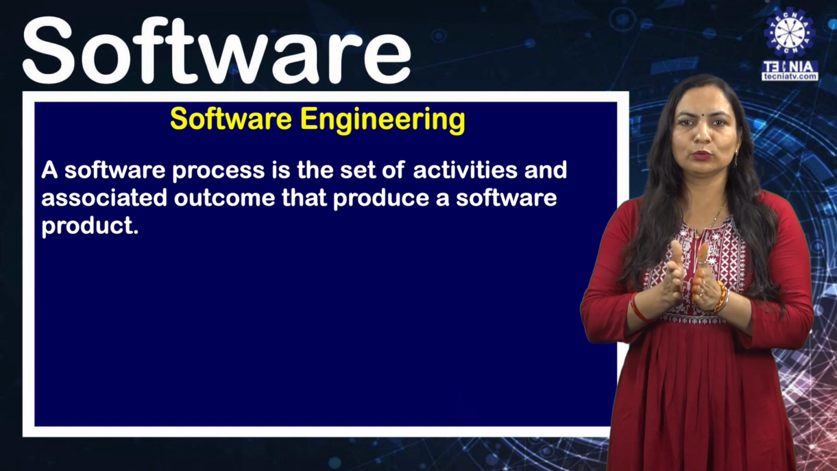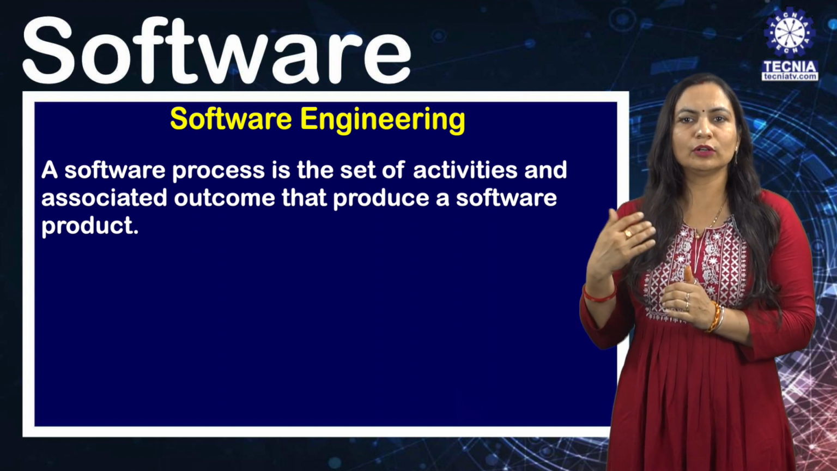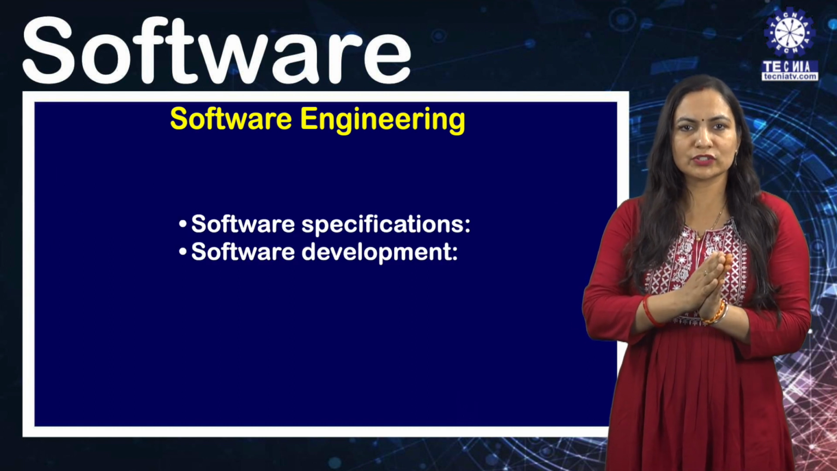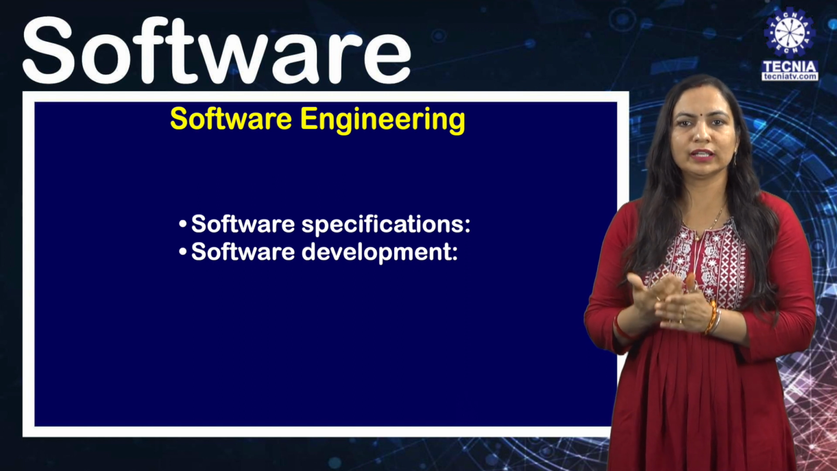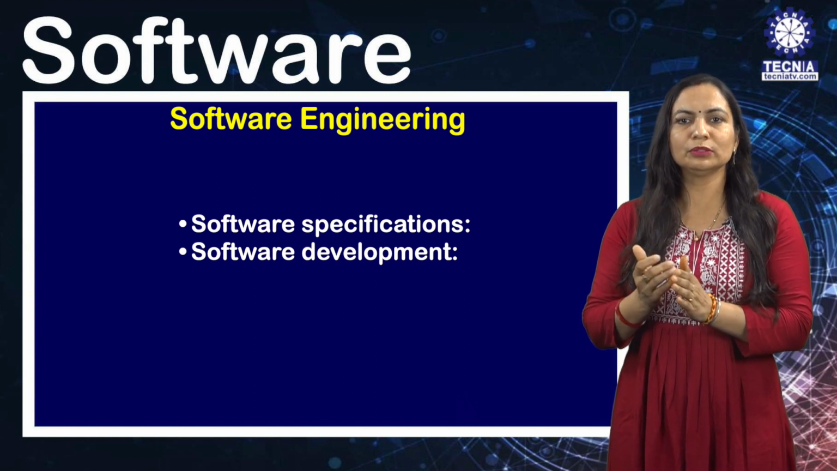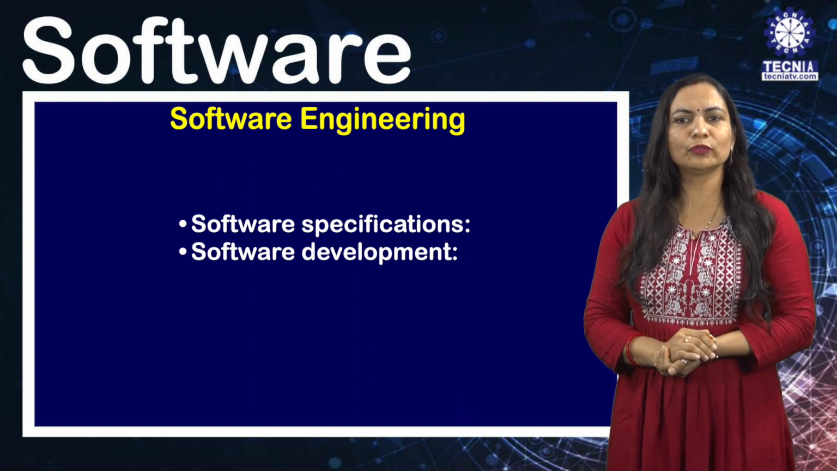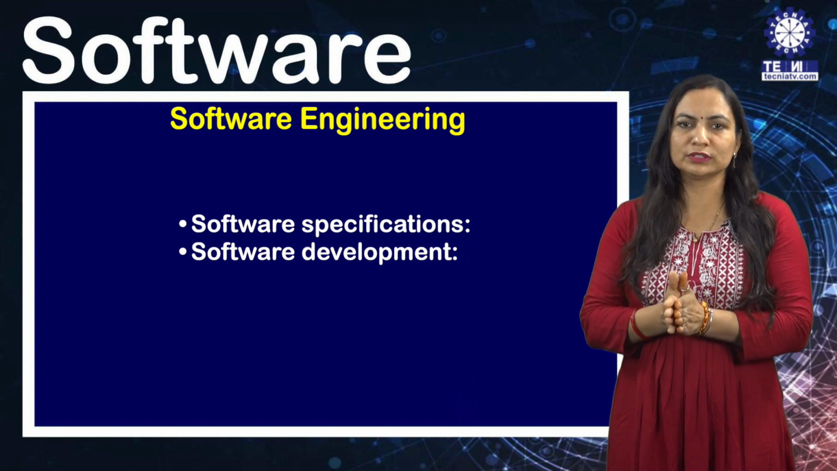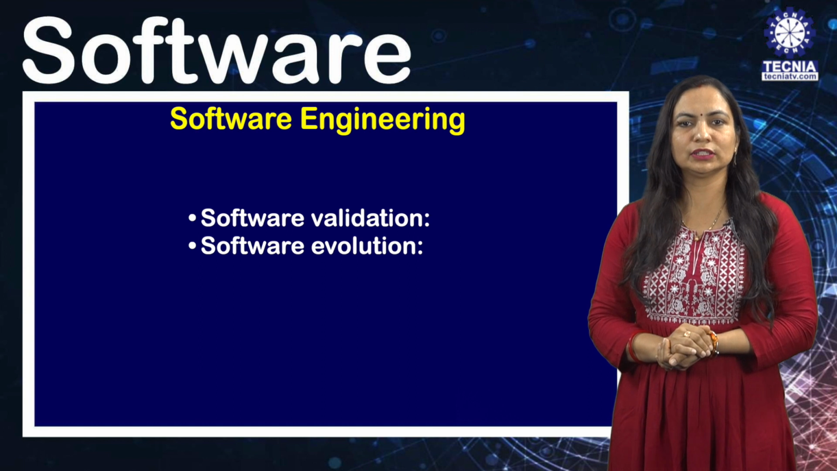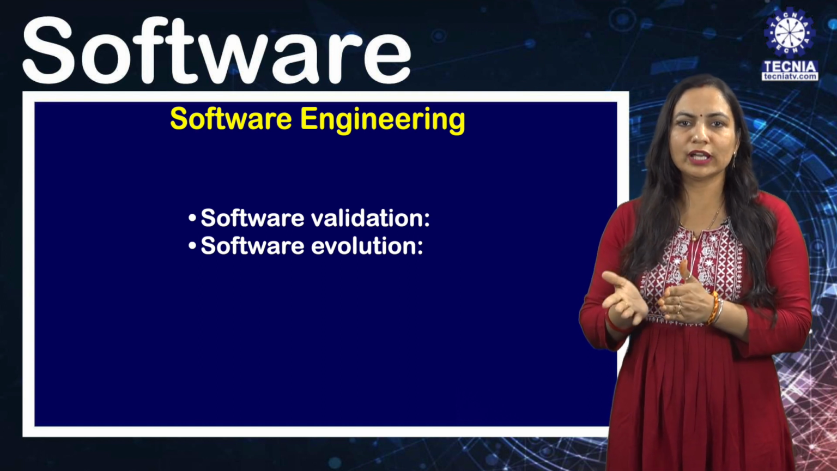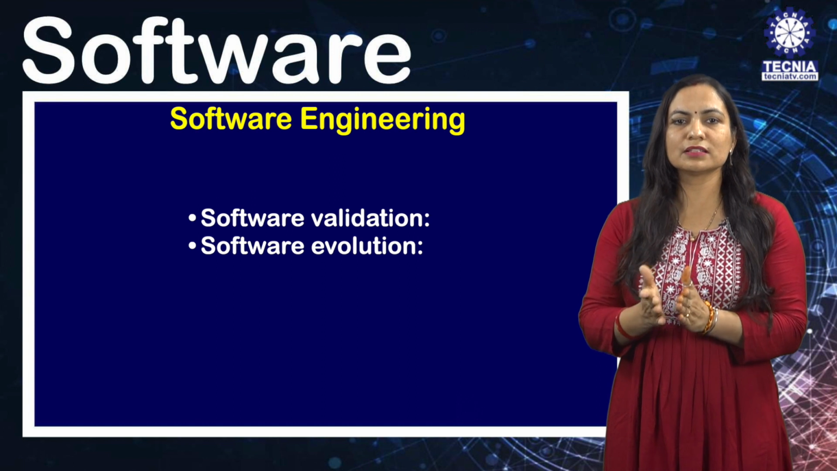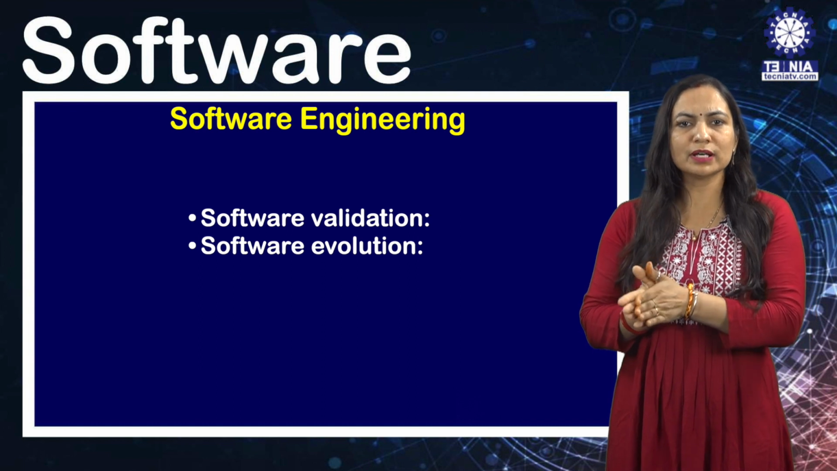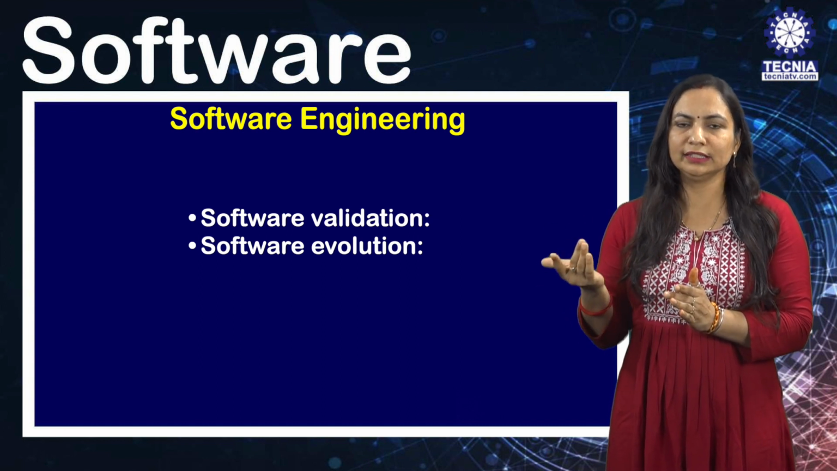There are 4 key process activities which are common to all software processes. The first is software specification. The functionality of the software and constraints on its operation must be defined. Second is software development. The software to meet the requirements must be produced. Third is software validation. The software must be validated to ensure that it does what the customer wants. And the last is software evolution. The software must evolve to meet changing client needs.